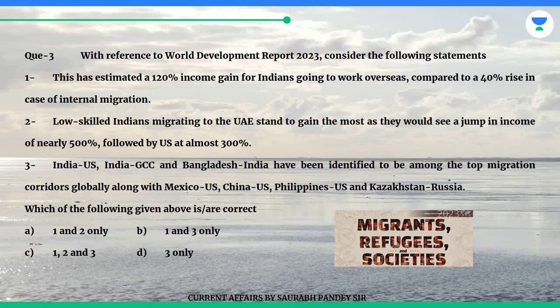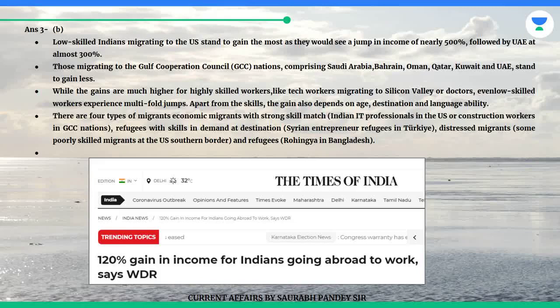A. 1 and 2 only. B. 1 and 3 only. C. 1, 2 and 3. D. 3 only. Answer is B.